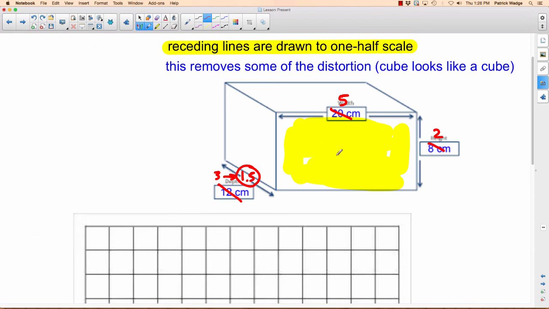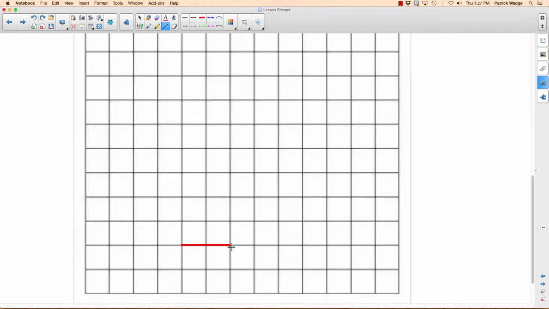Alright, so let's start with this yellow face here. It's going to be 5 by 2. So 1, 2, 3, 4, 5, and then up 2, and we'll finish that off just like that.